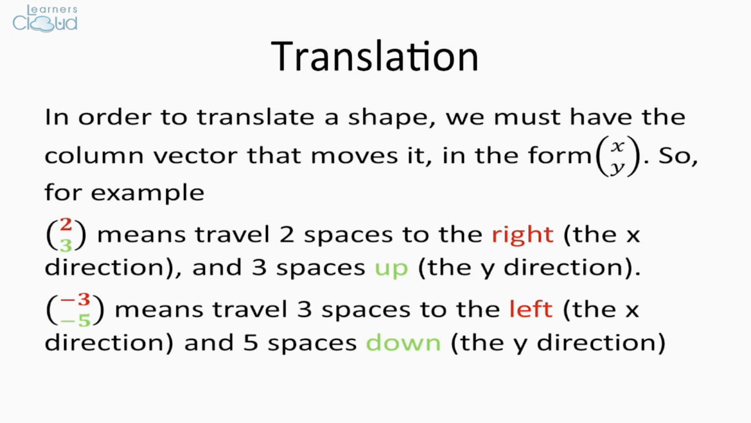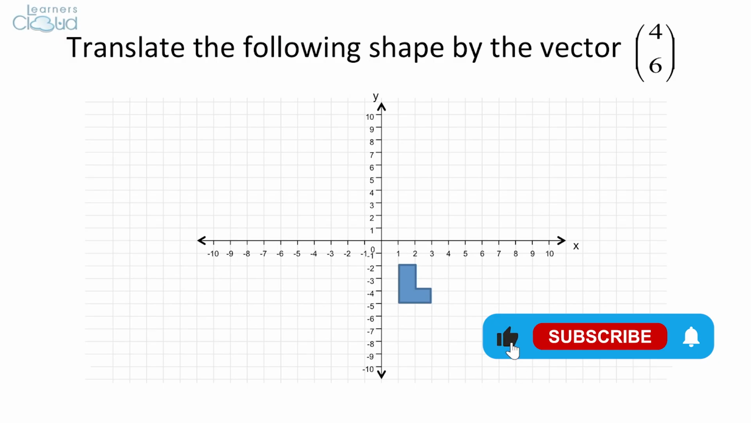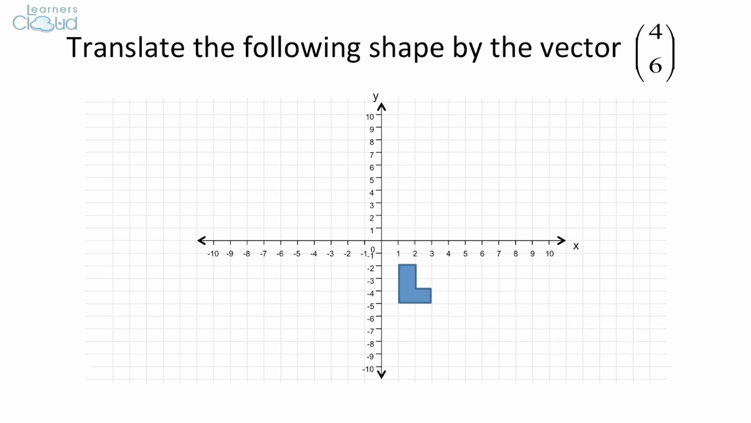but this time down. If we take a look at an example here, they want us to translate this shape by the vector 4, 6. So from what we've just looked at, we know that means we need to move the shape 4 spaces to the right in the x direction and 6 spaces up.